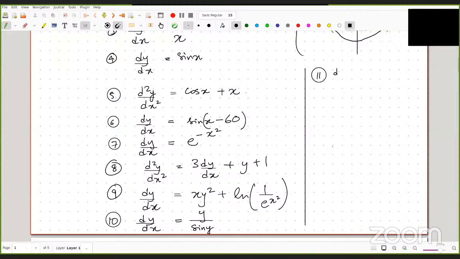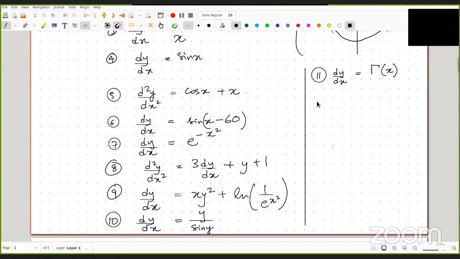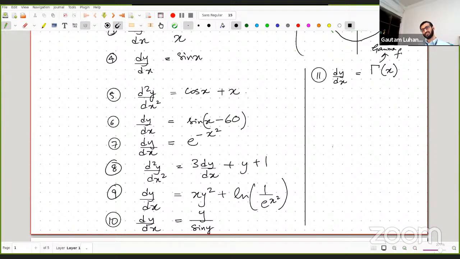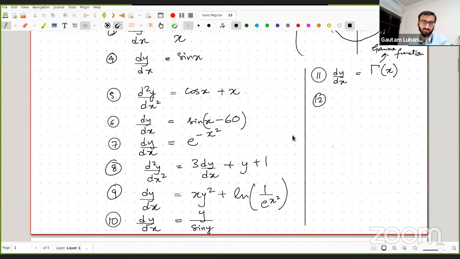dy dx equals gamma x. Oh my. So by gamma x, I believe you mean the gamma function? Yeah. Okay. Anyone else? Can you make this more difficult for me? You've barely scratched the surface, by the way. There's lots to do here.